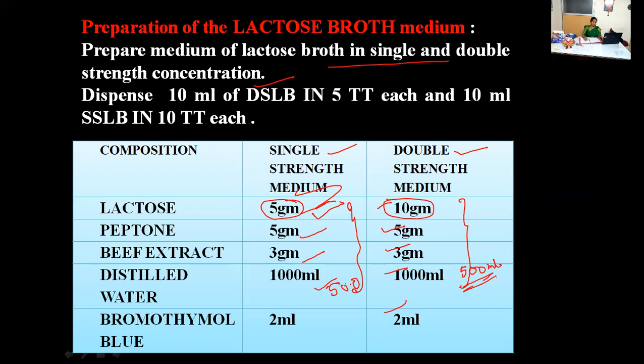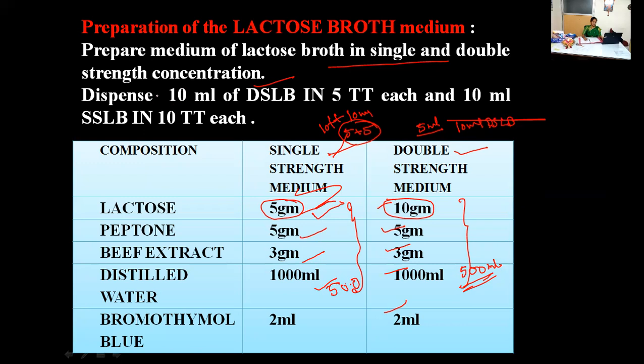Once 500 ml media is ready, you need to dispense the single strength medium to 5 test tubes, and another 5 test tubes. So total 10 test tubes you need to take, and to the 10 test tubes you need to add 10 ml of single strength medium. And you need to take another 5 test tubes, and to that you are going to add 10 ml of double strength lactose broth.